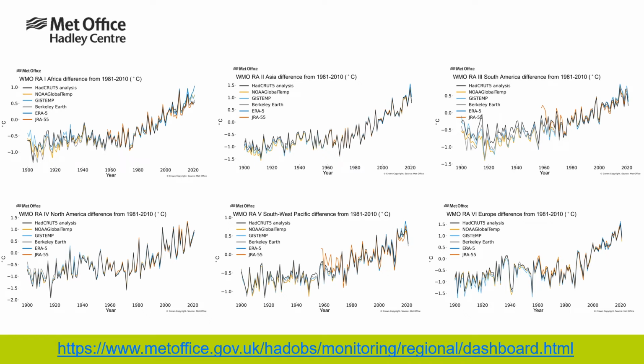Now, when we're looking at regions, one thing we can do is compare one region with another and start to pick out some commonalities and some differences. So for example, here I've got the area averages for the 6 WMO regional associations. Region 1 is Africa, Region 2 is Asia, Region 3 is South America, Region 4 is North America, Region 5 is the Southwest Pacific, and then Region 6 is Europe and the Middle East. And you can see that there's been long-term warming in each of these regions.